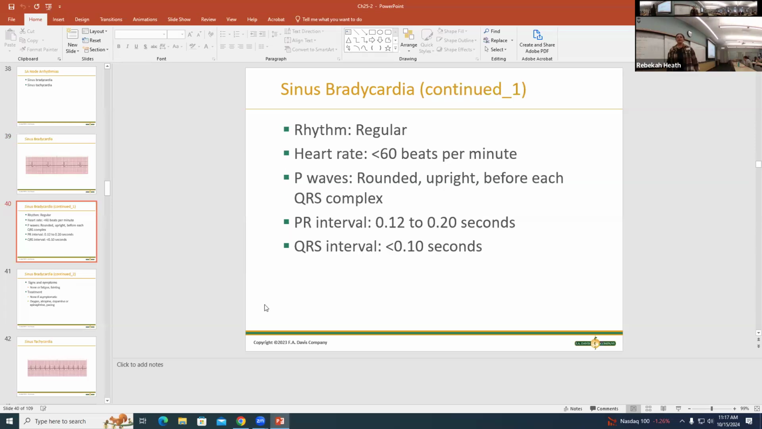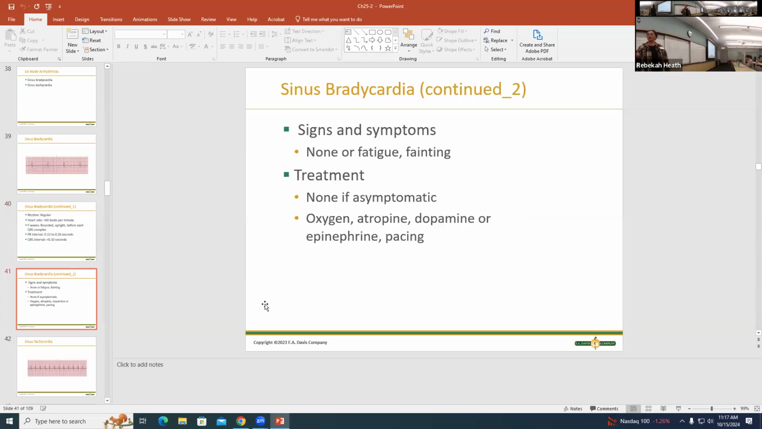So what do we do about it? Well, first we want to look at our patients. Sinus bradycardia, if it truly is a dysfunction, it's not just somebody with a really healthy heart, that person's probably going to be fatigued and tired because they're not getting the blood pumping where it needs to go. So if they're asymptomatic, we don't treat them with anything.